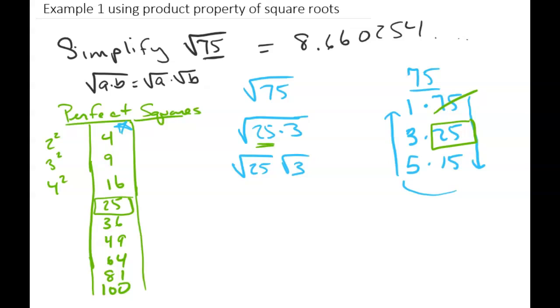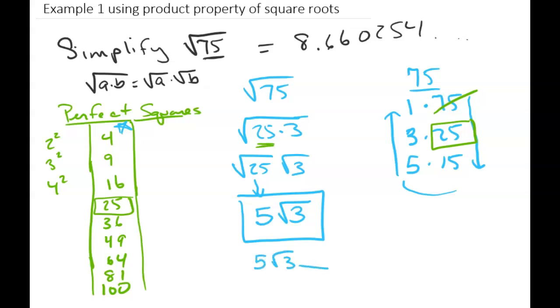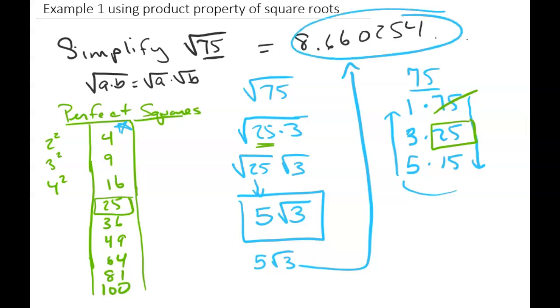And now I can evaluate the square root of 25. The square root of 25 is 5. Root 3 I cannot simplify farther, so my final answer will just be 5 root 3. The nice thing is, if I type this into my calculator, 5 square root 3, it should give me that same decimal because it's worth the same amount. It's considered simplified because I have a smaller number now under the radical. That ends example 1.